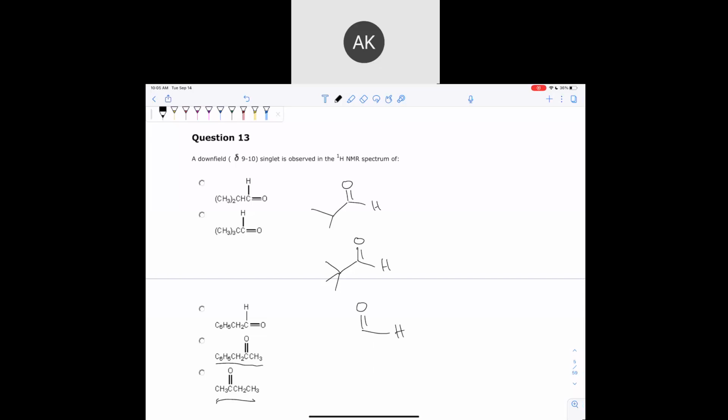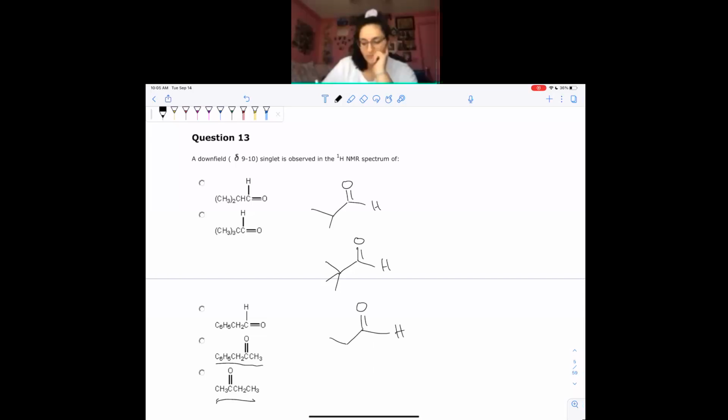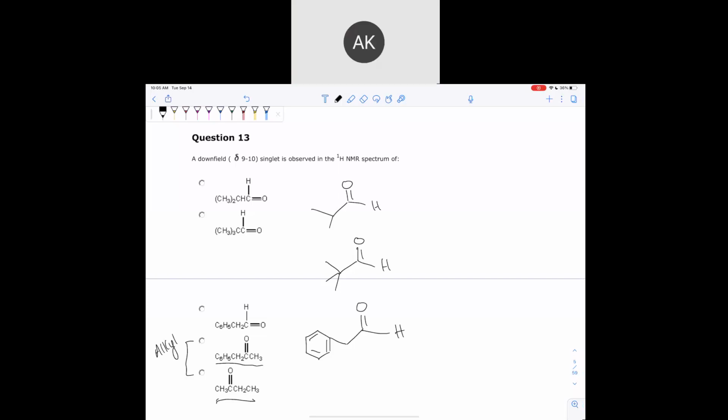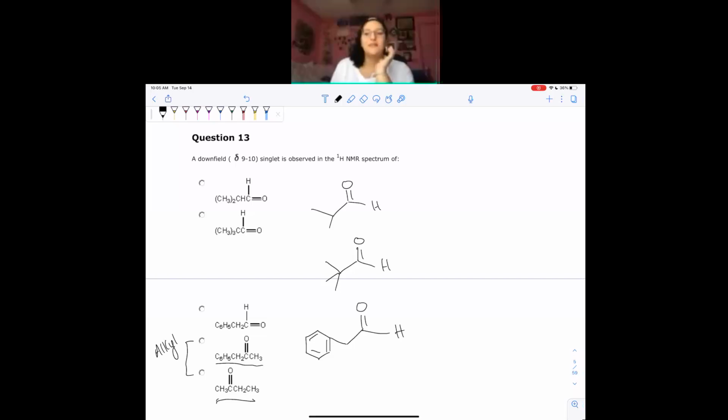And so ketones would be in what region? Is it 3 to 5? They're in the alkyl region, so that's like 1 to 2.5. We have to know those regions for the exam, right? Yes, you have to have those regions memorized.